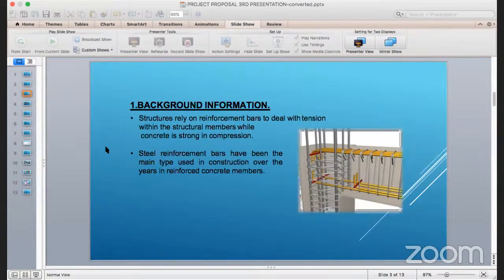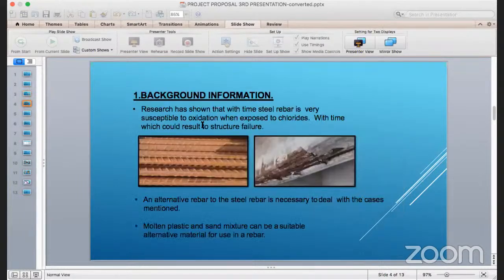Structures rely on reinforcement bars to deal with tension within the structural members, while concrete is strong in compression. Steel reinforcement bars have been the main type used in construction over the years in reinforced concrete members. Research has shown that with time, steel rebar is very susceptible to oxidation when exposed to chlorides, which could result in structural failure. An alternative to the steel rebar is necessary to deal with the cases mentioned. Molten plastic and sand mixture can be a suitable alternative material for use in a rebar.